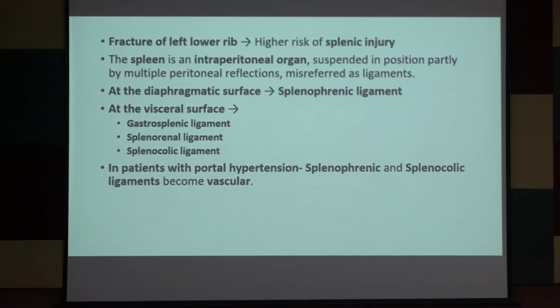Now also, whenever there is a fracture of the left lower rib, you should assume that there is a splenic injury, which is commonly seen. The spleen is suspended in position partly by multiple peritoneal reflections, which are commonly misreferred to as ligaments.